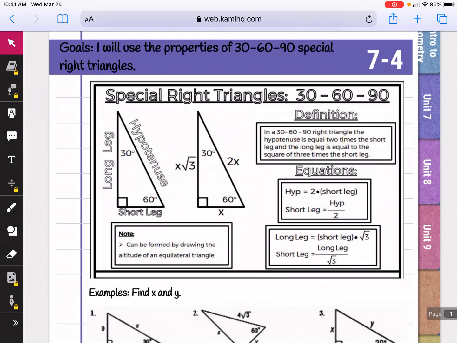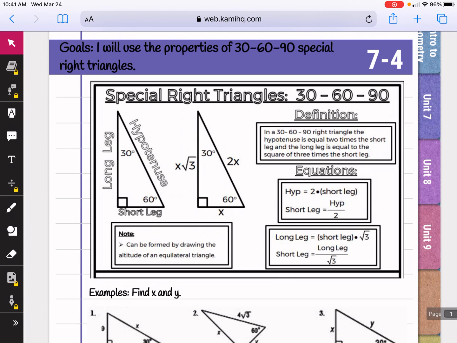In this video, we'll be learning how to use the properties of 30, 60, 90 right triangles to solve for the missing legs or hypotenuse of the triangle. So the 30, 60, 90 triangle is actually half of an equilateral triangle. It can be formed by drawing the altitude of an equilateral triangle, or the height.